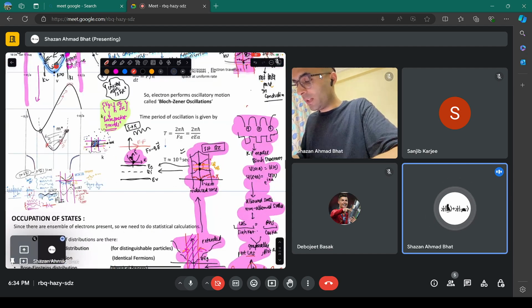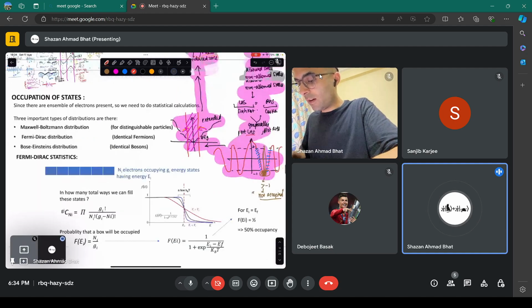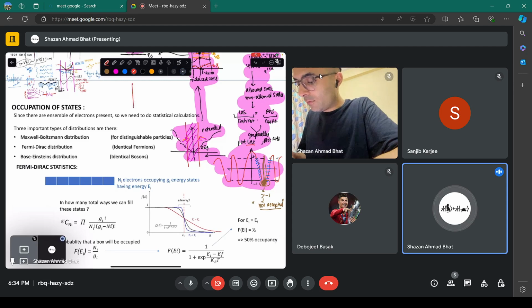Now we saw how the EK arises. Now we have to see how those states are occupied. You have the EK now, let's say we are in the first zone. You have the E versus K now. Now there are many states present here, and you want to calculate those states.